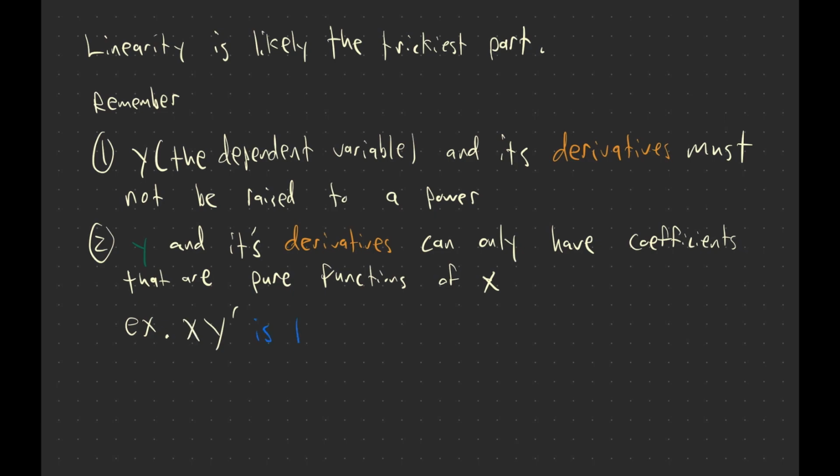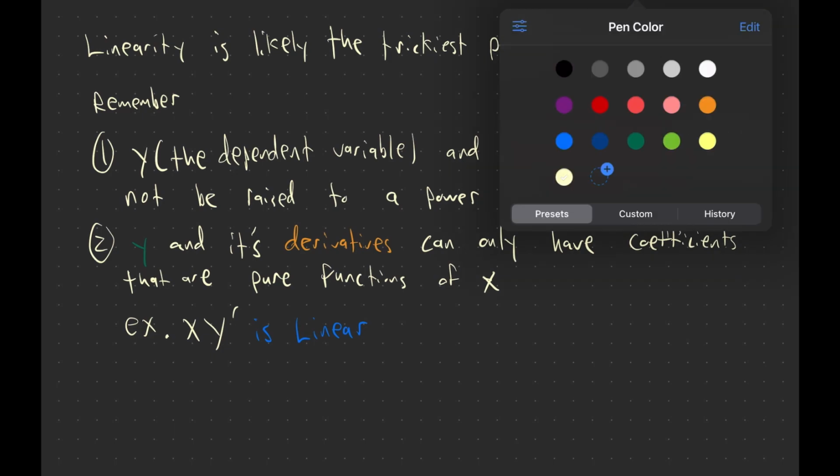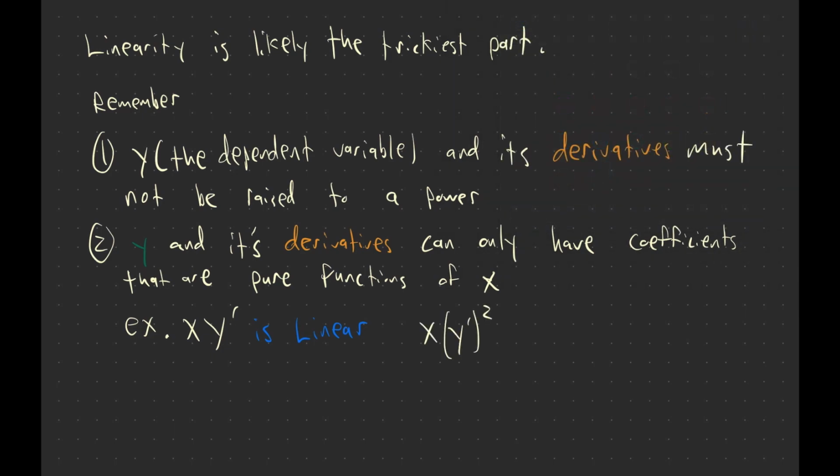That is linear. And another example could be something like xy prime squared. And that's not linear because y prime is squared. And then sine of y, we already look at this one. This is not linear because y is buried in the sine function. And last little example, 2y double prime. This one is linear. Technically 2 is a pure function of x.